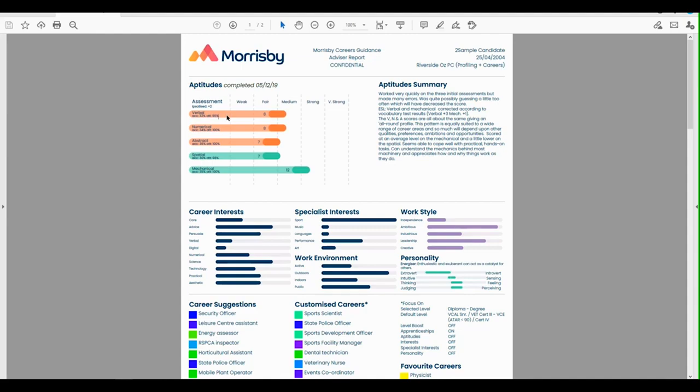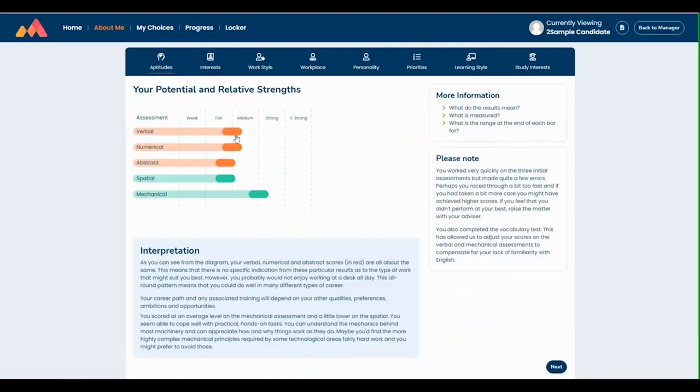Now, students don't know that their results have been ipsitized, and it's highly unlikely they'll find out unless you choose to tell them, and you normally wouldn't. So I'm now going to impersonate the student. What I will point out is, although this is to some extent a balanced profile, there is obviously a standout for mechanical, and we can still get some value from the profiling.